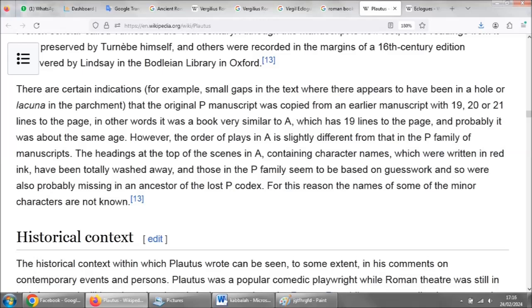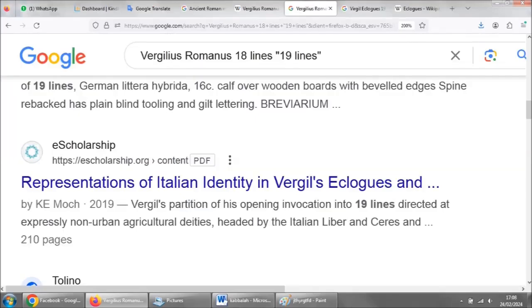What they tell us is that many of these Roman poems were actually written in 19 lines to the page. And then what we have is very suspicious. When you look at Virgil's work, you could read this, from representatives of Italian identity. What do we find? Virgil's partition of his opening invocation into 19 lines, directed at expressly non-urban agricultural deities, headed by the Italian Liber and Stella. People have to pay attention. We will see what this has to do with Shakespeare, where you have the opening invocations and other things in many of these plays.